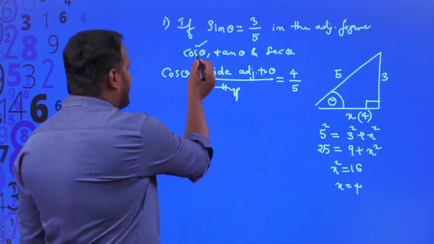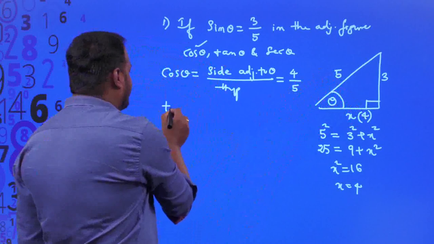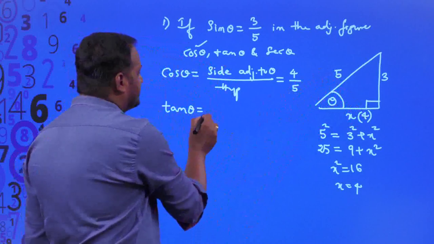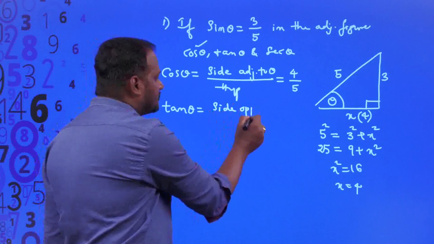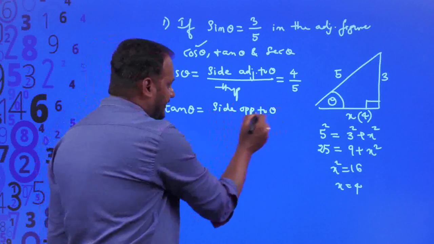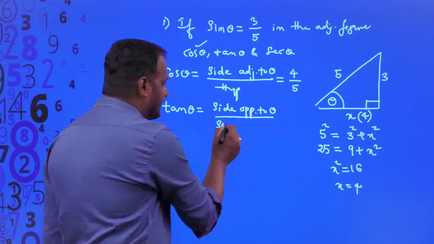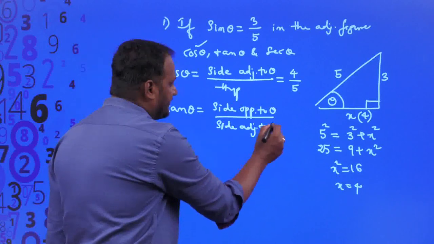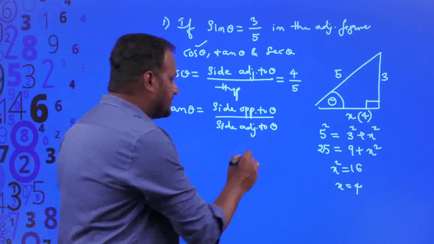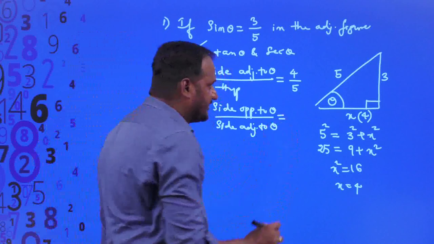Similarly, after cos theta, you want tan theta. So, tan theta is equal to, what is the definition of tan theta? Side opposite to theta divided by side adjacent to theta. So, side opposite to theta divided by side adjacent to theta is equal to, what is the side opposite to theta here?